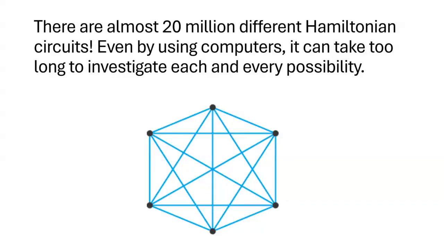So even if you use a computer, it's almost impossible to solve this problem quickly, because the computer would need to find all of these 20 million different paths, Hamiltonian circuits, and then compute the traveling time on each one and compare them so that a computer can find the lowest one and tell you, hey, this is the best sequence.